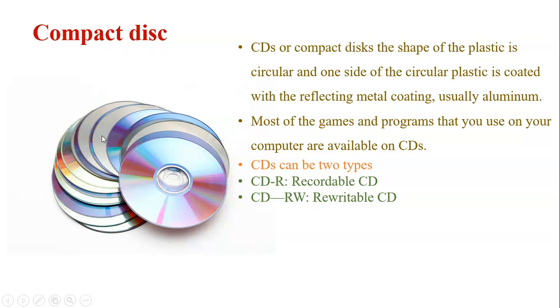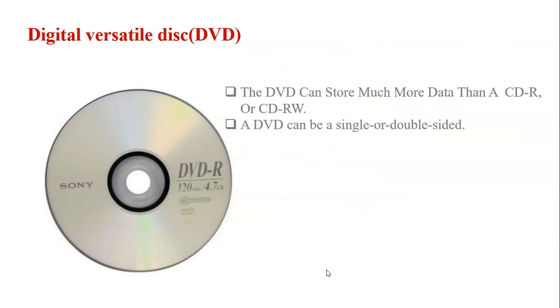So remember, this is what? Compact disk. It is also a secondary storage memory which stores lots of data. Understood? Okay. So which is the next secondary memory?